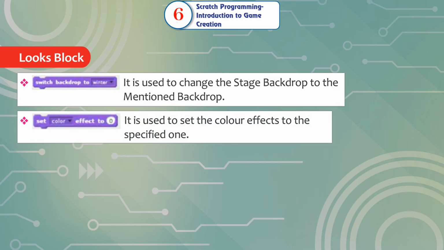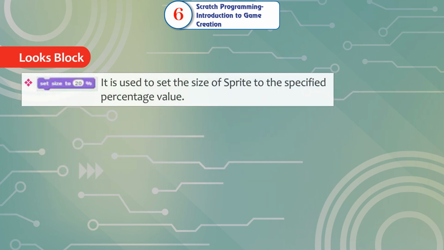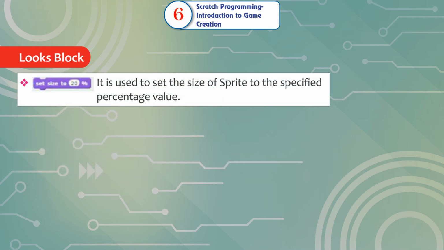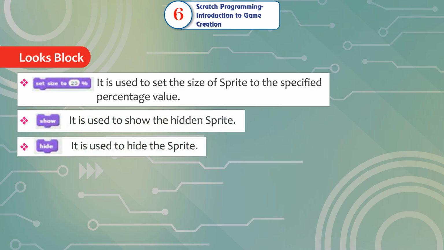It is used to set the color effects to the specified one. It is used to clear all the graphics effects applied on the sprite by setting their default value to 0. It is used to set the size of sprite to the specified percentage value. It is used to show the hidden sprite. It is used to hide the sprite.